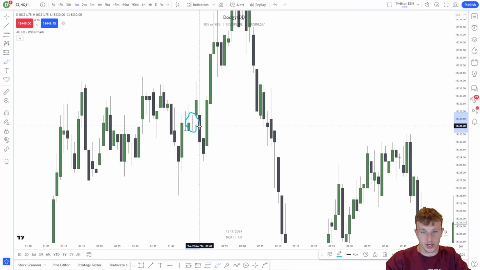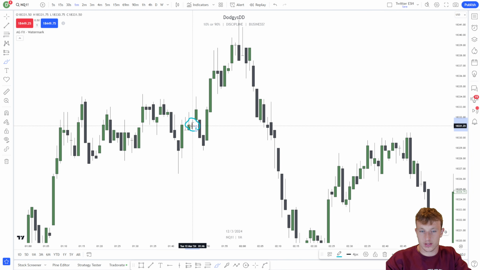Another one would be right here. So here's another doji candle. See how the opening and closing price are at the same exact level, at 18331.5? So again, this is the same exact level. And it just shows that neither buyers nor sellers are in control. It means stop trading. Don't trade.